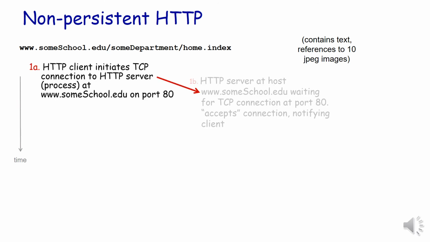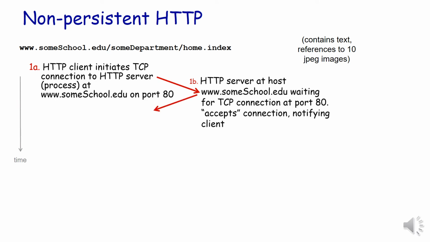Here it is explaining the non-persistent method of retrieving pages in an HTTP connection. Suppose the user wants to retrieve the page www.someschool.edu/a particular page, and we assume that it contains 10 different JPEG images. In step number 1, the connection is established. The HTTP client initiates the TCP connection to the server at port number 80. The server is always on and is ready to receive the request from the client.